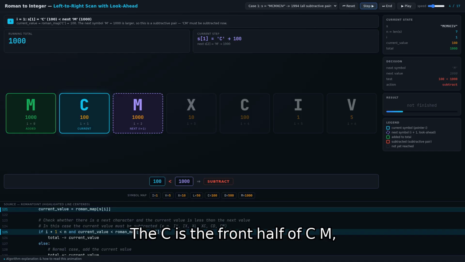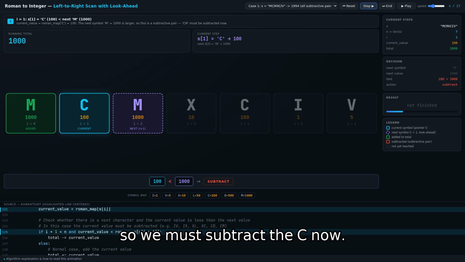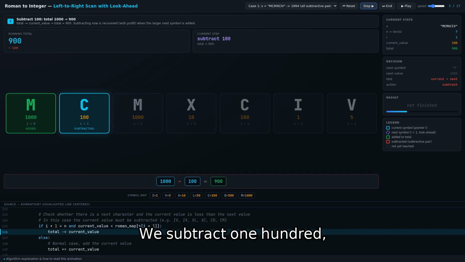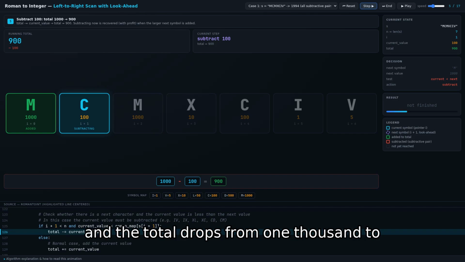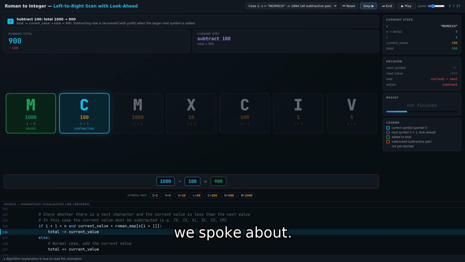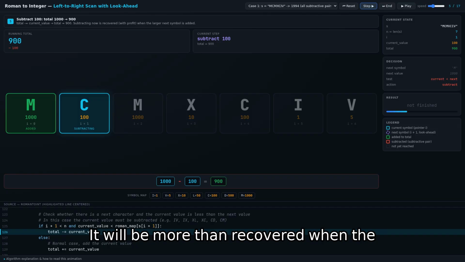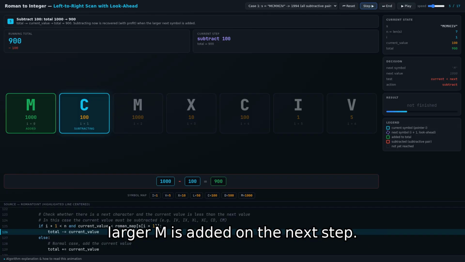The C is the front half of CM, meaning 900, so we must subtract the C now. We subtract 100, and the total drops from 1000 to 900. This temporary dip is exactly the discount we spoke about. It will be more than recovered when the larger M is added on the next step.